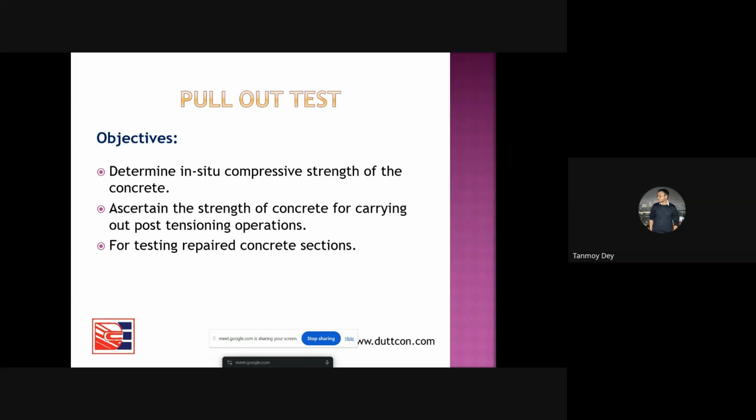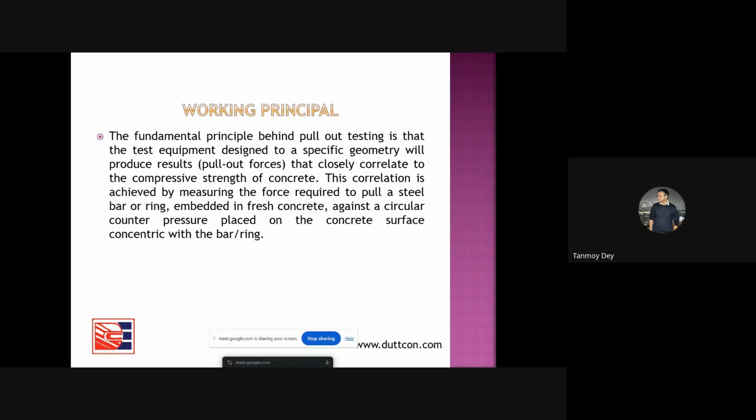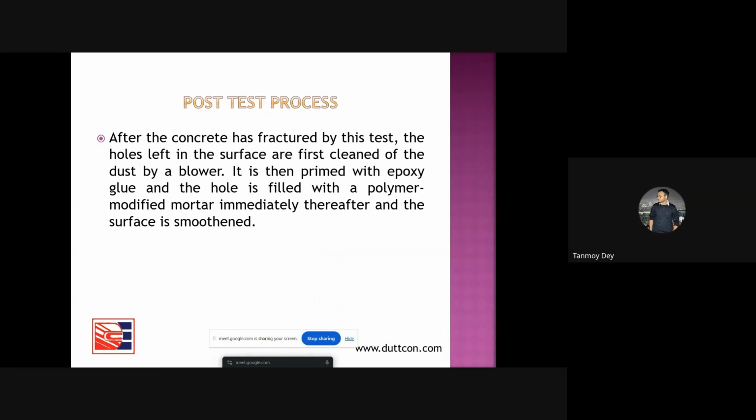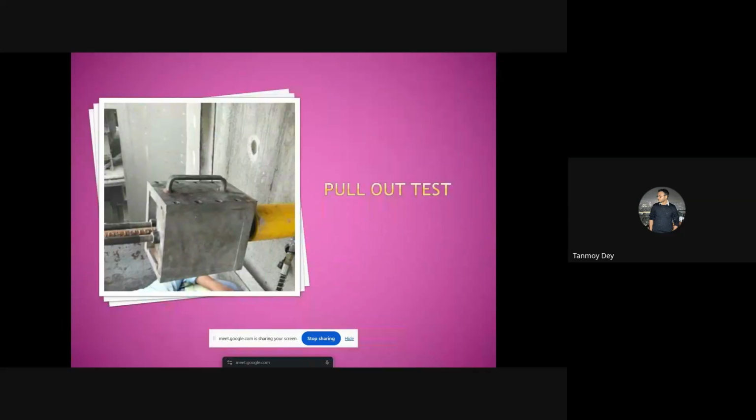Okay. Next one. I have already discussed the working principle. This is the particular machine. Sometimes the pull-out test is called the CAPO test, cut and pull-out test. CAPO test.